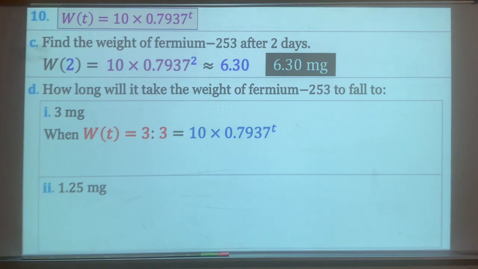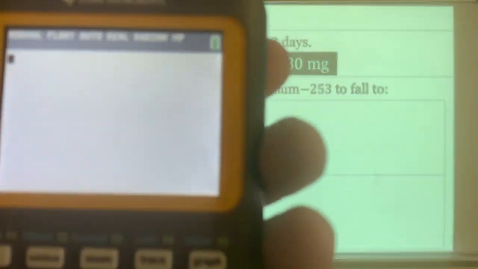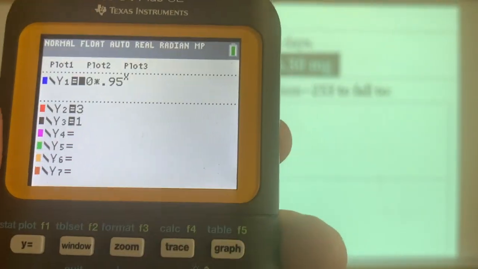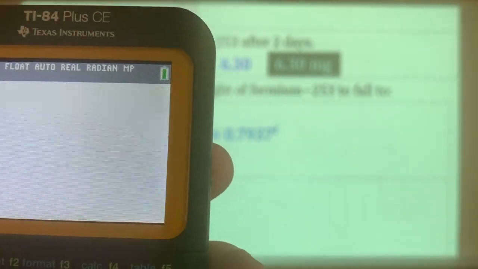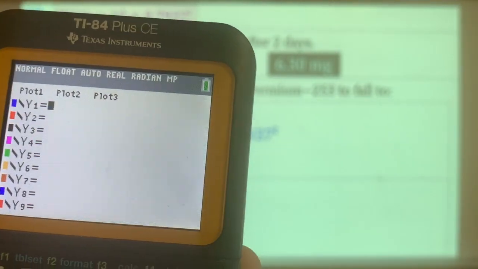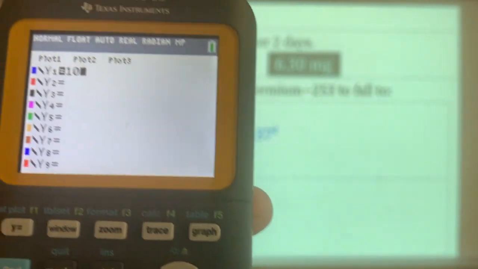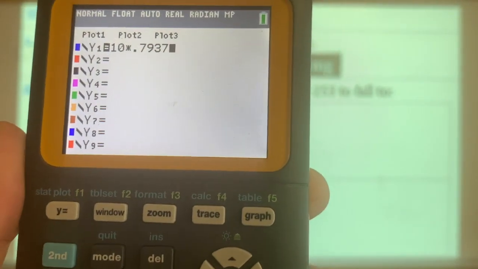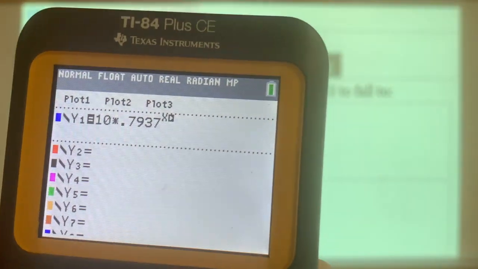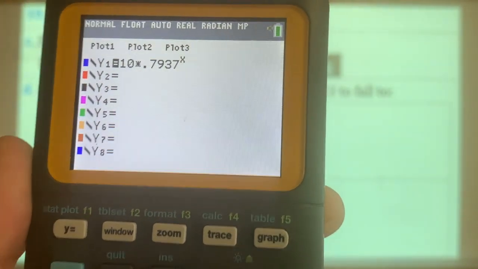Use my calculator too. All right, so on my calculator, I'm going to hit Y equals. You can graph with me. You want me to do it with you? I'll go right on the screen. Finish, like I said, finish strong. Finish with you guys, right? It's like when the coaches run with the kids. All right, Y1 equals 10 times 0.7937 caret X.